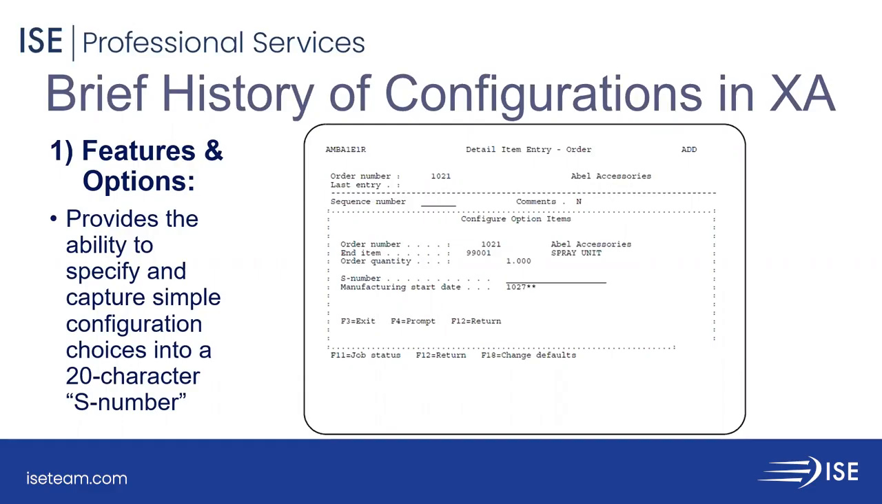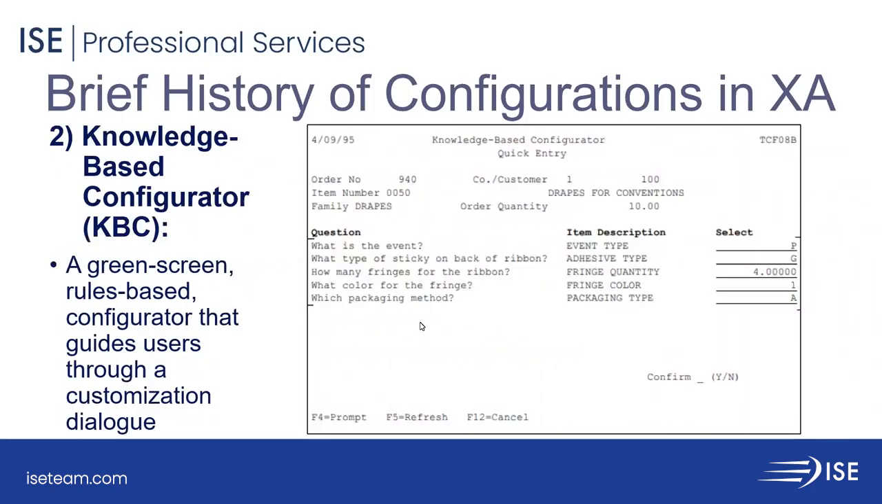ubiquitous across XA and all the multitude of files, CO line item and MO, master, header, item revision, et cetera, et cetera. So that was features and options. You basically built this 20-character alphanumeric string that represented a collection of user responses for the options to each of the features. All right, coming along then was the knowledge-based configurator, KBC.